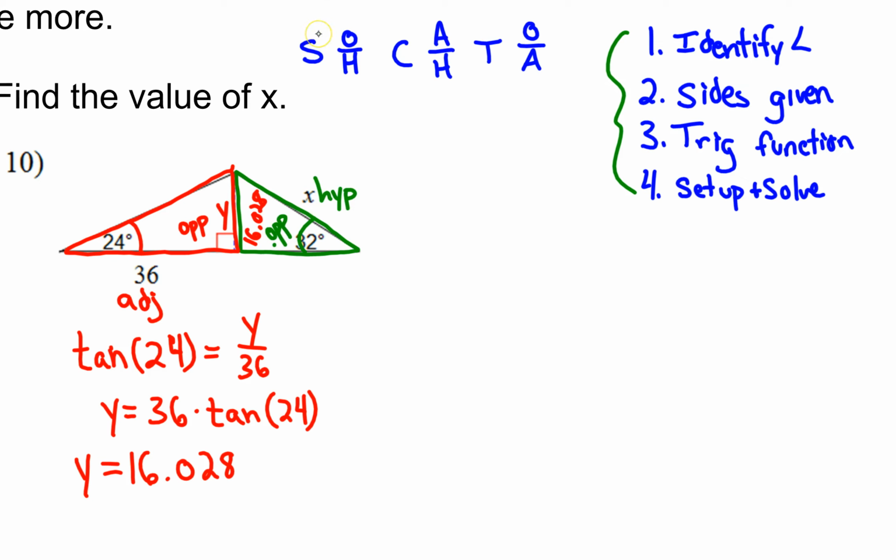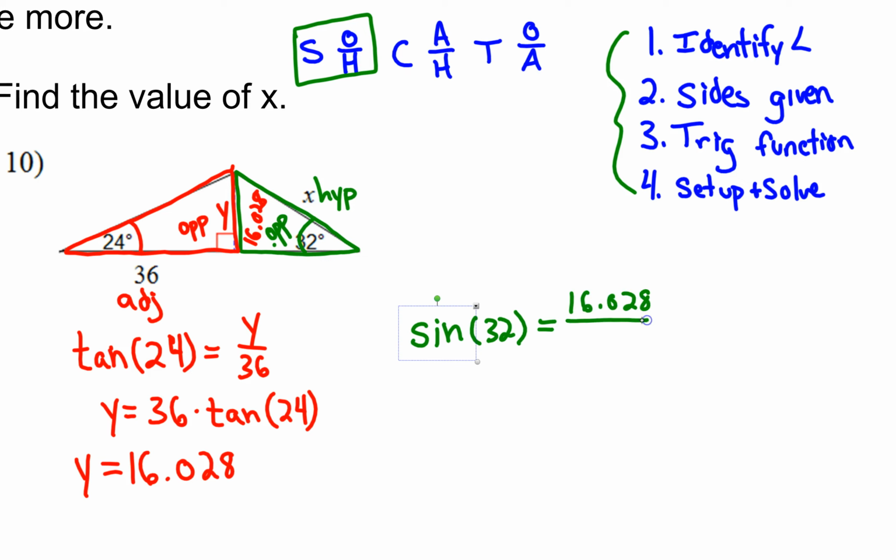So if we come up to our trig functions up here, sine is the opposite over hypotenuse, so that is the trig function we're going to use. We then say the sine of 32 is equal to the opposite side, that side we found, 16.028, divided by the hypotenuse, x. Now the variable's on the bottom, you have to divide by that trig function, so we're going to get x is equal to 16.028 divided by the sine of 32. Remember, you're dividing by the trig function, not just the 32.